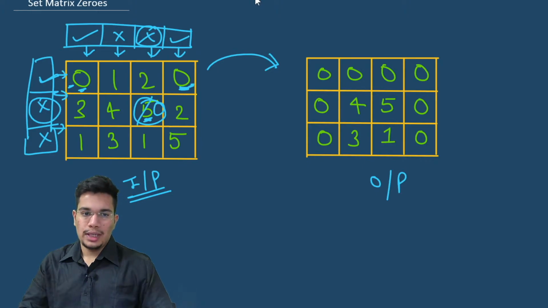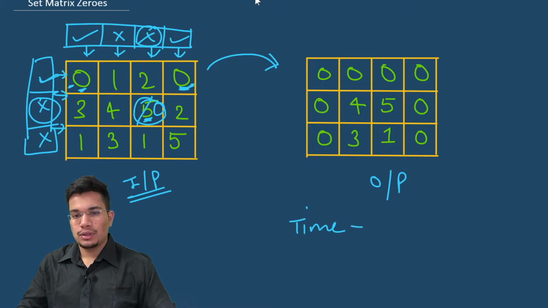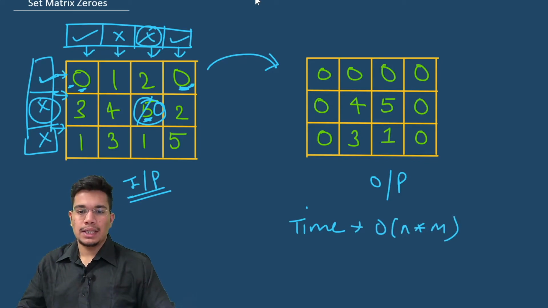That's all we need to do. And for this one, the time will be big O of n cross m. Why? Because we are again iterating over all the elements and there are n cross m elements in all. But then here we don't have to iterate over the individual rows and columns for a particular cell. So that is how we save on the time.